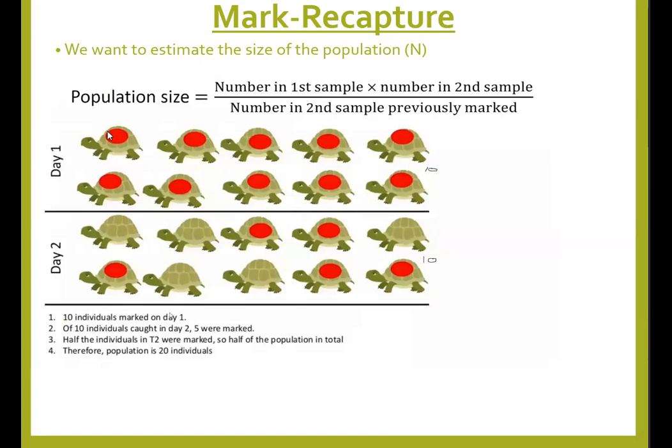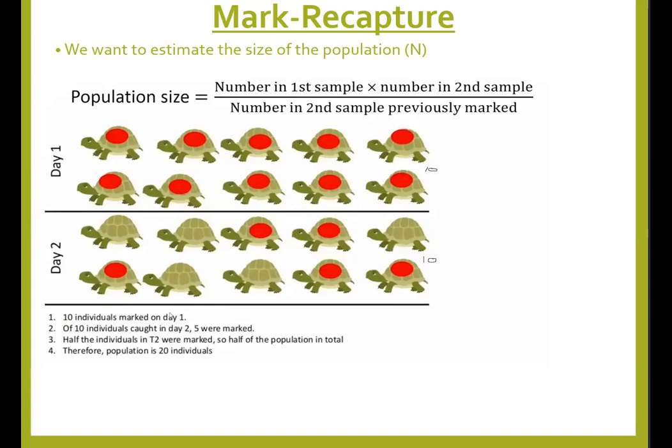In this case, the shell of a turtle is painted in some discrete place. On birds, you can add a leg band. You can add a flipper tag on various marine species. Essentially, you mark every single animal that you collect, right? In this example, these scientists have collected 10 turtles and they have marked all 10 of them. Okay, so that's day one.